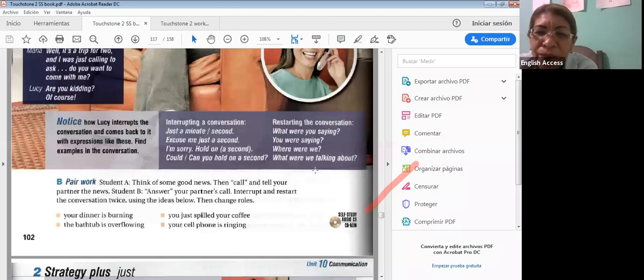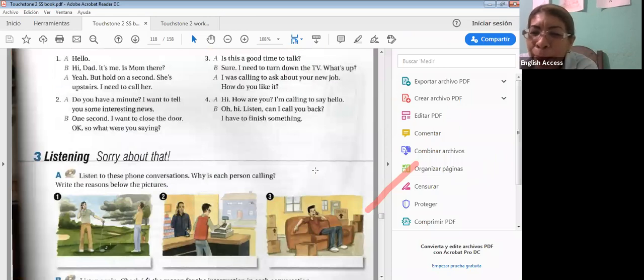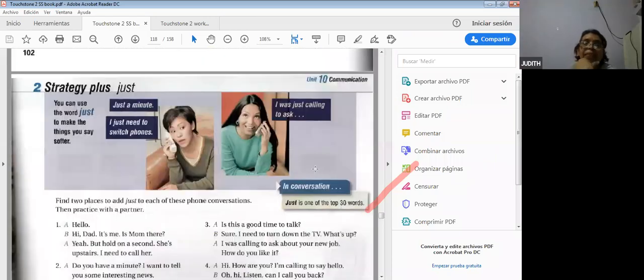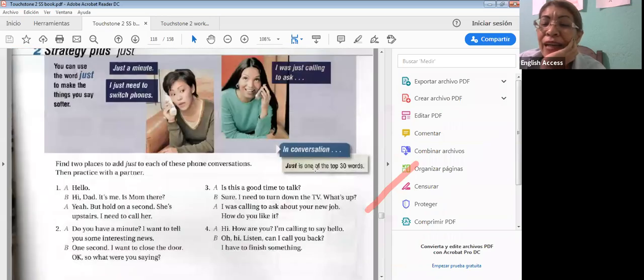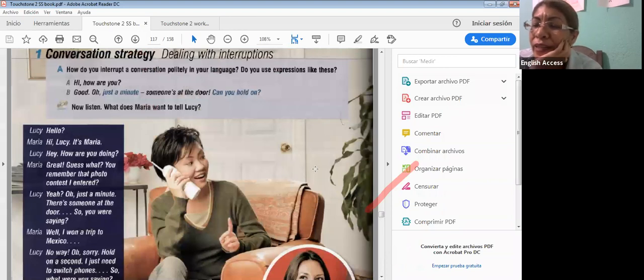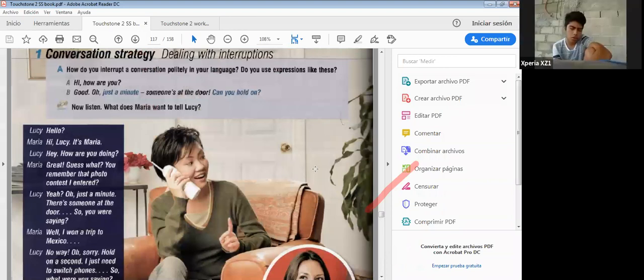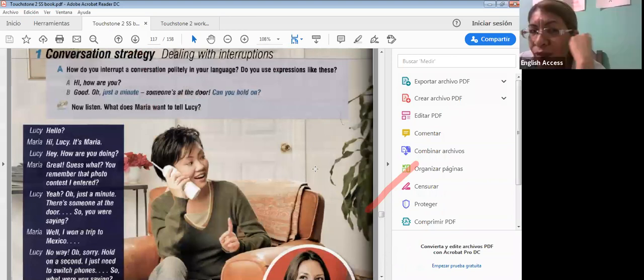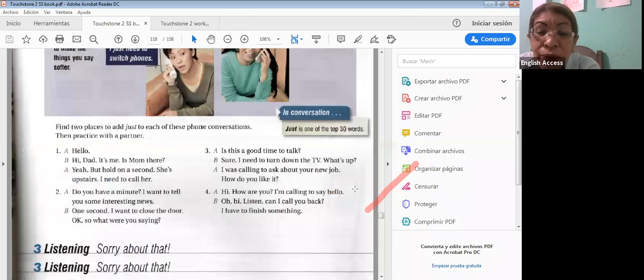Well, let's see. We don't have enough time. We have only like 5 minutes. Do you have questions about this part? About this conversation strategy? Doubts? No, teacher. Okay, so remember this is lesson C, conversation strategy. We are talking about expressions that we can use in order to interrupt or restart a conversation. We're going to stop here because we don't have enough time to see the second part.